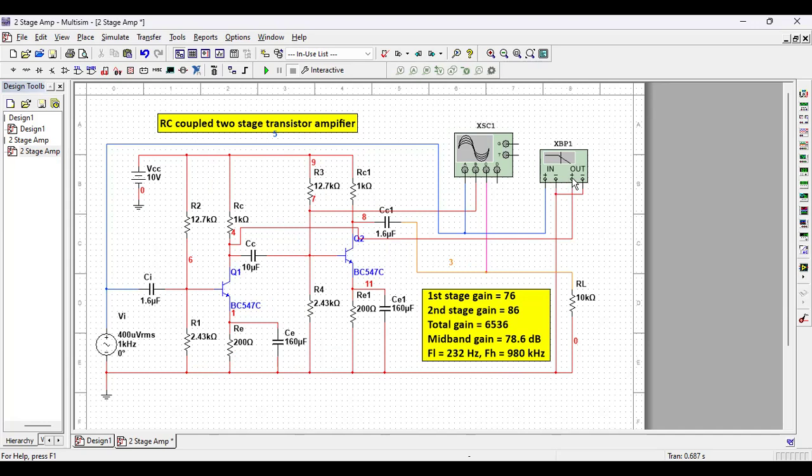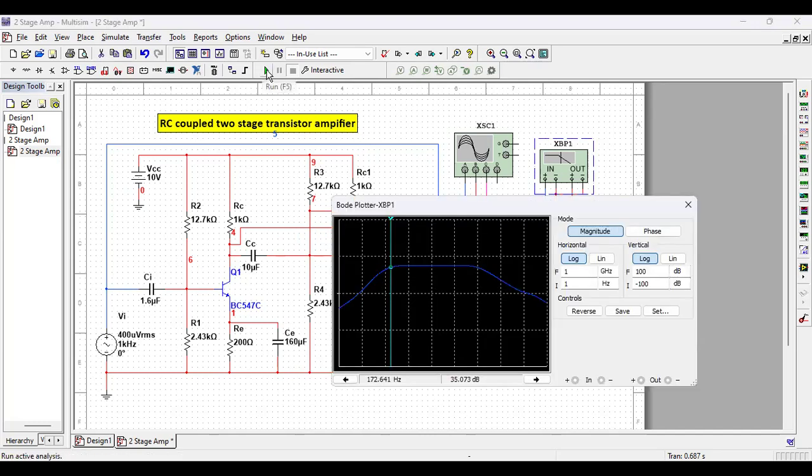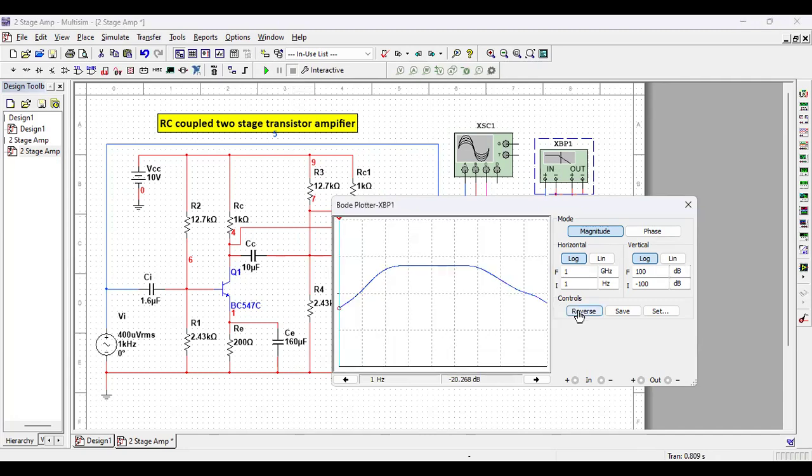See, this Bode plotter, its output is now connected here to the output of the first stage, right? This is a Bode plotter. We run the Bode plotter. We stop it. I'll reverse the diagram so that you can see it properly. Here we see the mid-band gain is 37.9 dB. I hope you can see this.